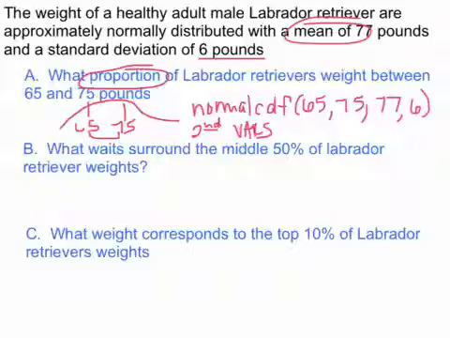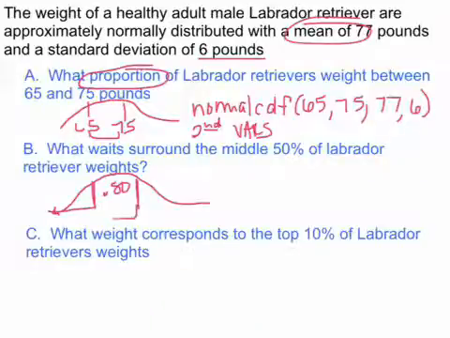Number 2. What weights surround the middle 50% of Labrador Retriever weights? So this one's a bit tricky. Here, I want to know the middle 50%, this piece right here. I need to figure out what this portion is, then what this portion is, and subtract them. So this is 25%, this is 50%, and this is 25%.